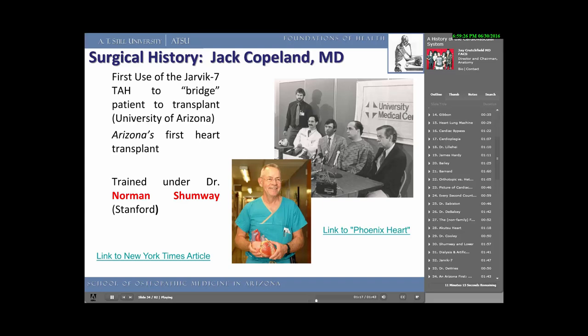If you pause the presentation and click on the link to the New York Times article and then a link to the Phoenix Heart, you can relive some of this drama. In this picture, we see Dr. Copeland sitting on the far right, his patient, Dr. Michael Drummond, who was the first patient to be bridged with the artificial heart, and then sitting next to Dr. Drummond, third from the right, is a very young Dr. Robert Jarvik.